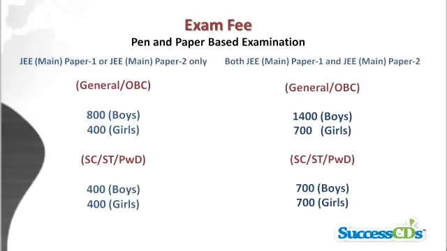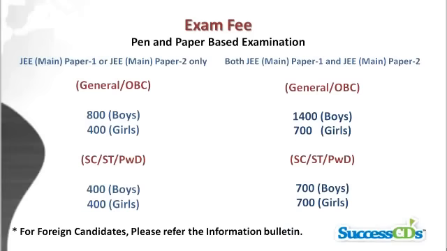If the candidate wishes to appear for both Paper 1 and Paper 2 in pen and paper based examination, the fee for General and OBC boys is Rs 1400 and for girls it is Rs 700. For SC, ST, PWD boys and girls, for both it is Rs 700. For foreign candidates, please refer to the information bulletin.